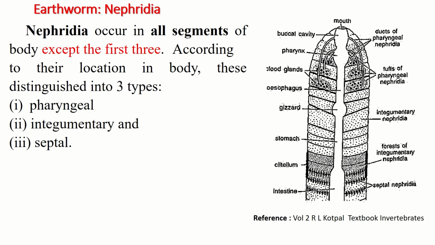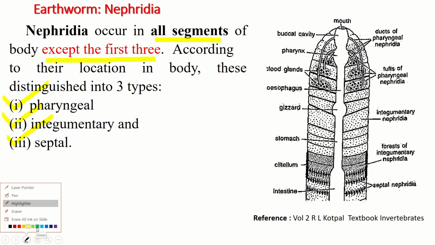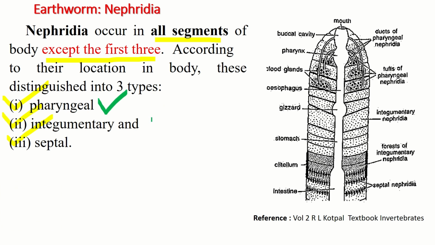Nephridia occur in all segments except the first three segments. According to their location in the body, there are three types of nephridia: pharyngeal nephridia, integumentary nephridia, and septal nephridia. These are the types of nephridia found in earthworm. So let us see one by one.